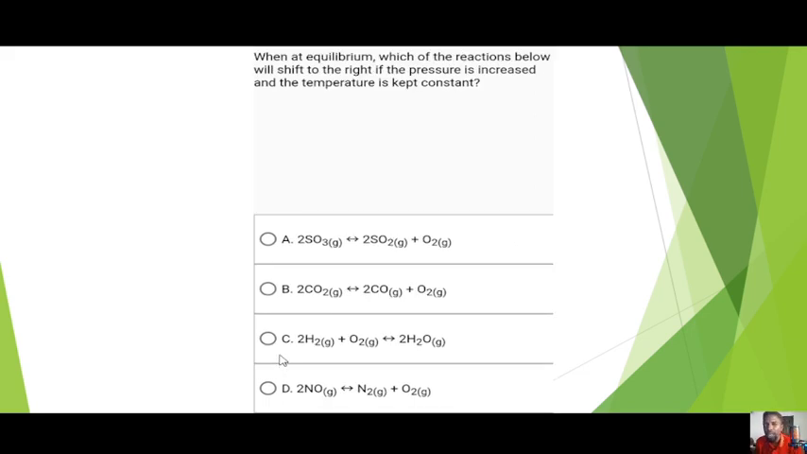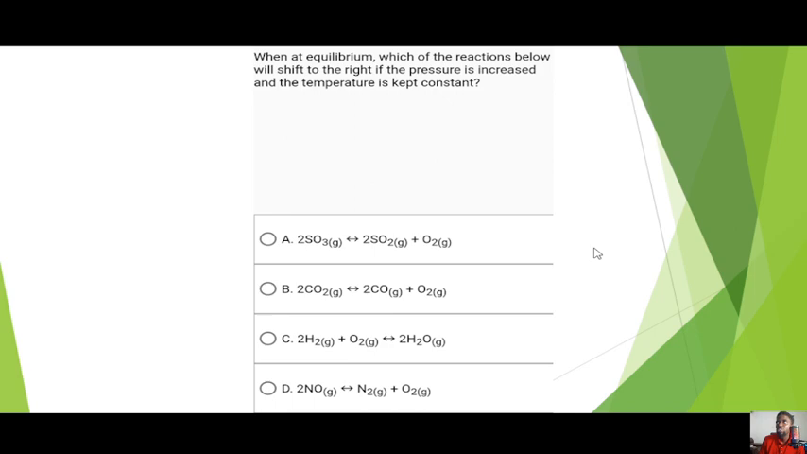So let's just answer this final question and then we'll call it off in our study of equilibrium. The question says, when at equilibrium, which of these reactions below will shift to the right if the pressure is increased and the temperature kept constant? Please mind you, shifting towards the right is towards the product side, which means you are favoring the formation of the product.